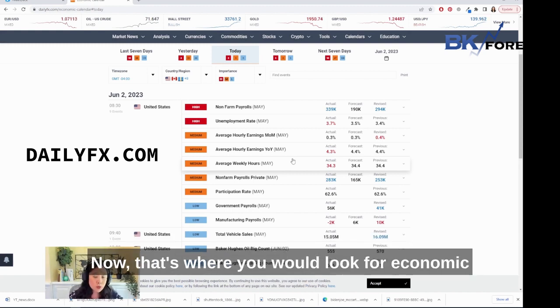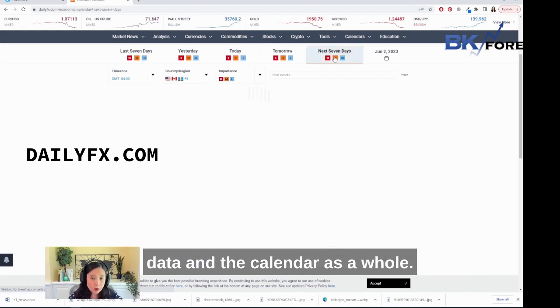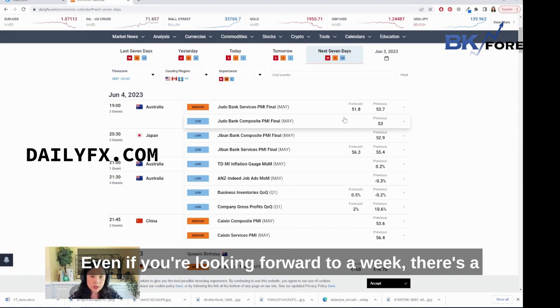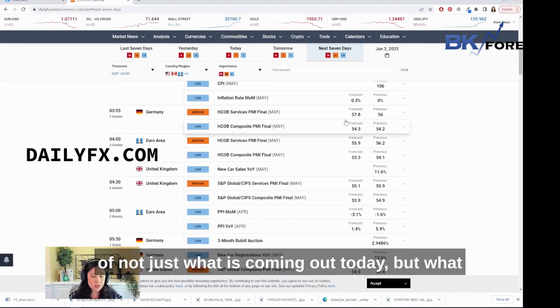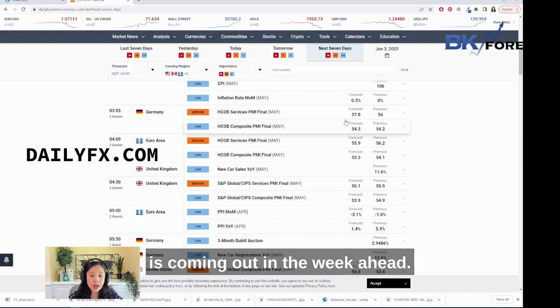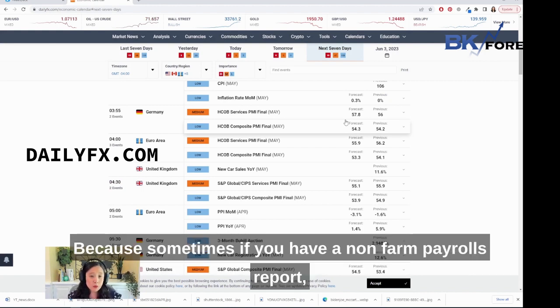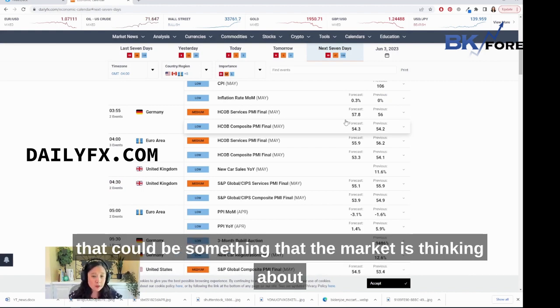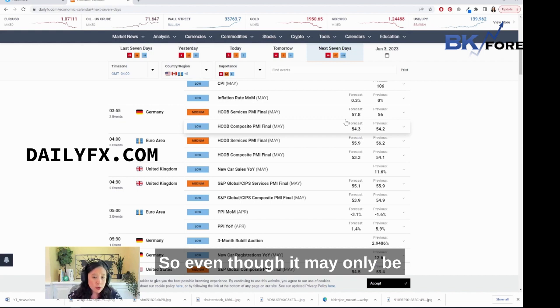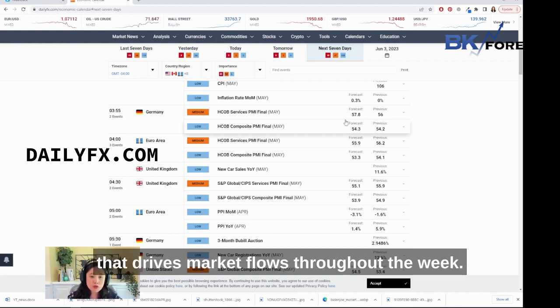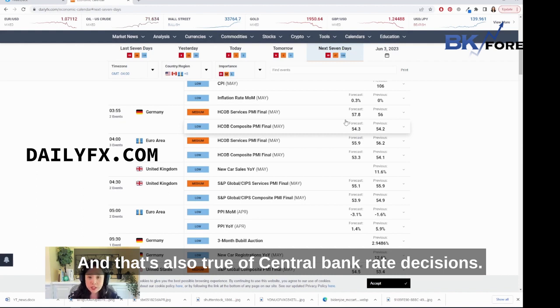Now, that's where you would look for economic data and the calendar as a whole. Even if you're looking forward to a week, there's a lot of information here that you can get a sense of, not just what is coming out today, but what is coming out in the week ahead. Because sometimes, if you have a non-farm payrolls report, that could be something that the market's thinking about for the whole day, for the whole week. So even though it may only be happening on Friday, it could be something that drives market flows throughout the week. And that's also true of central bank rate decisions.